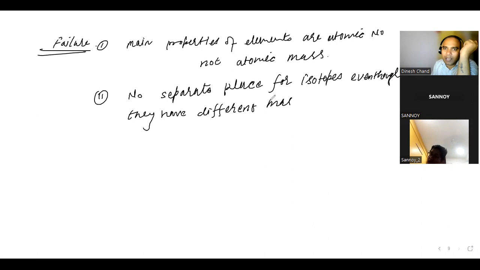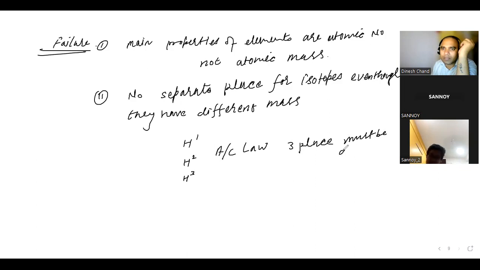He was placing the elements on the basis of increasing order of their mass. Here you can find the isotopes: hydrogen has 3 isotopes. According to the law, increasing order of mass, 3 places must be given. Yes or no? So he should give 3 places. But how many places did he give? He gave only 1 place.